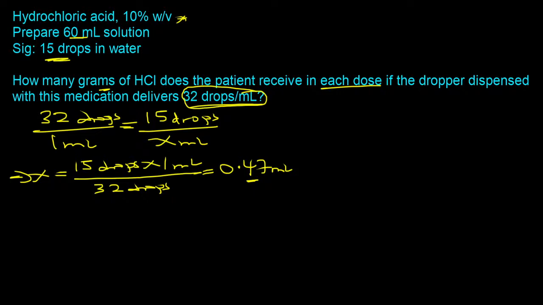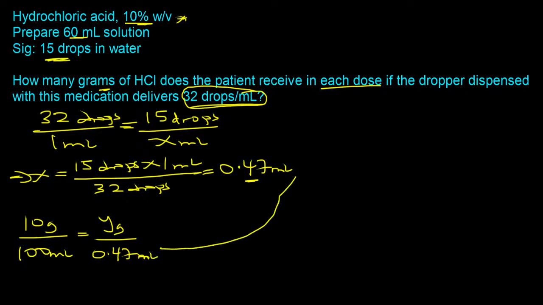So for the next step, we need to make use of the percentage concentration information here. And so 10% implies you have 10 grams of hydrochloric acid in 100 milliliters of preparation. And we want to determine how many grams will be in the 0.47 milliliters.